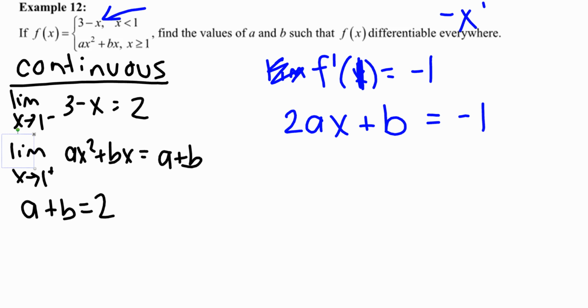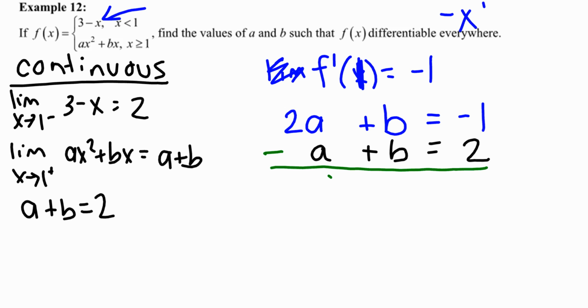So now I have a system of two equations. I can change this one a little bit because x is 1, so there, I have 2a plus b. I went over that kind of quick. We could talk about it in class if you need to. Let's subtract this. 2a minus a is a. b minus b is 0. -1 minus 2 is -3. So a equals -3.